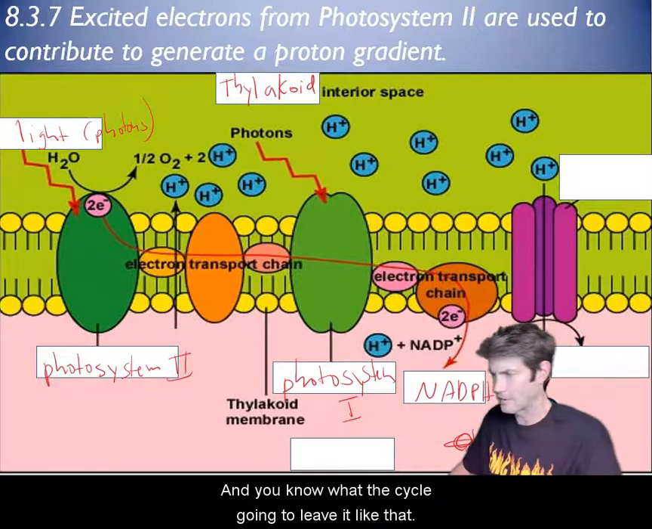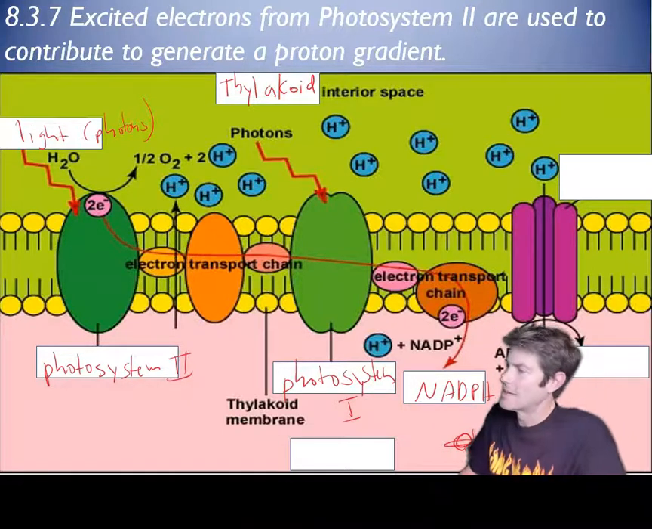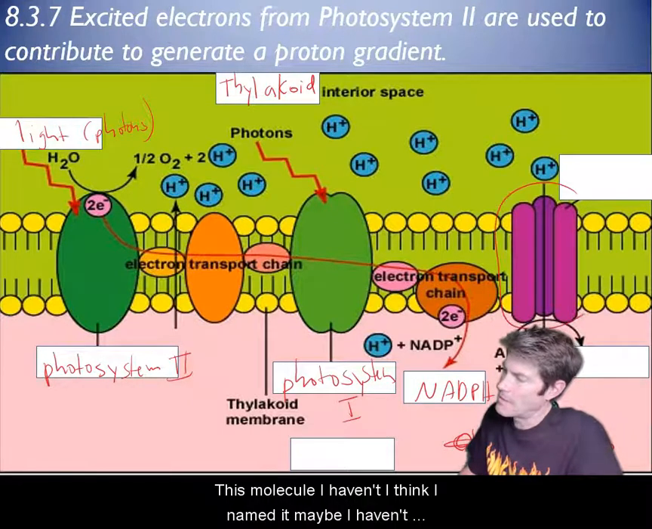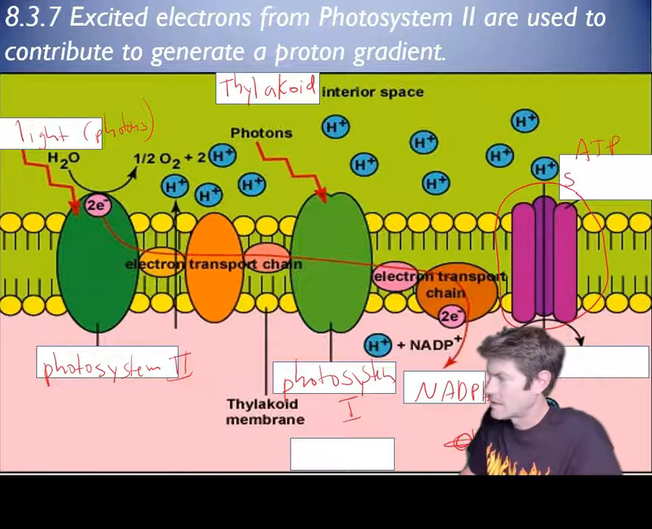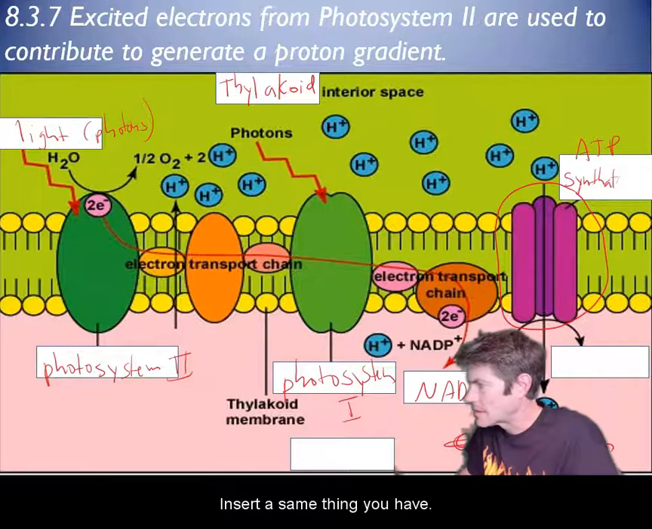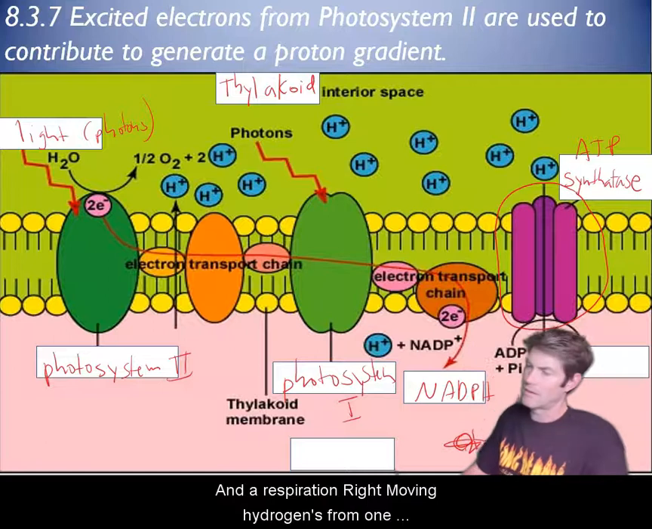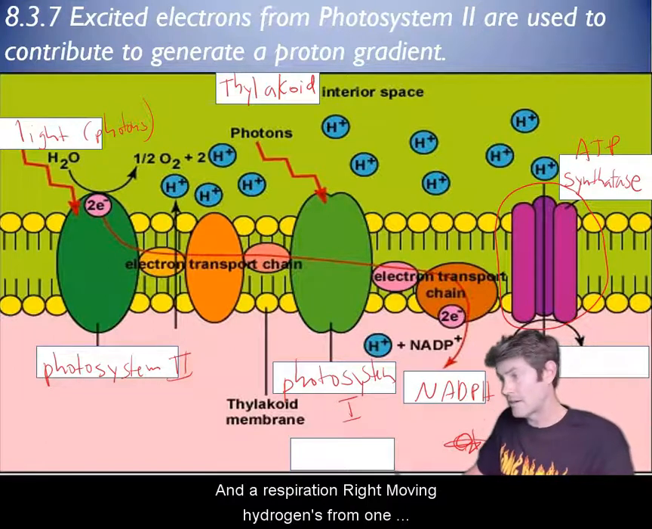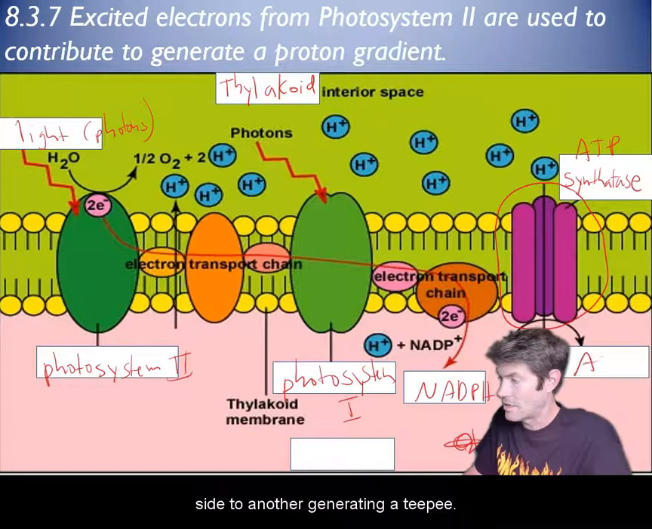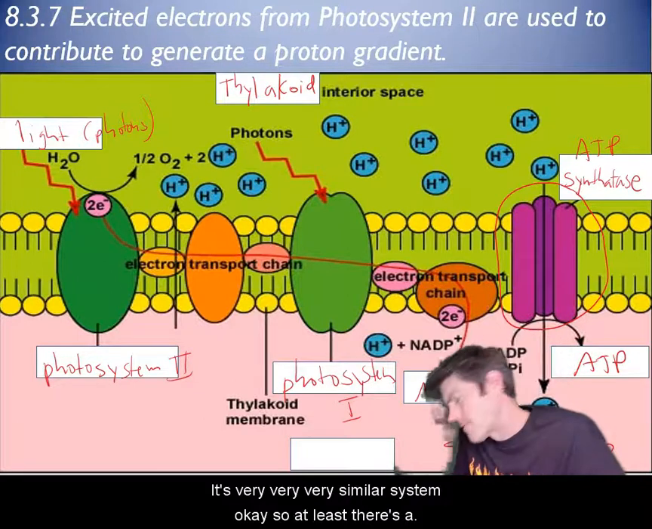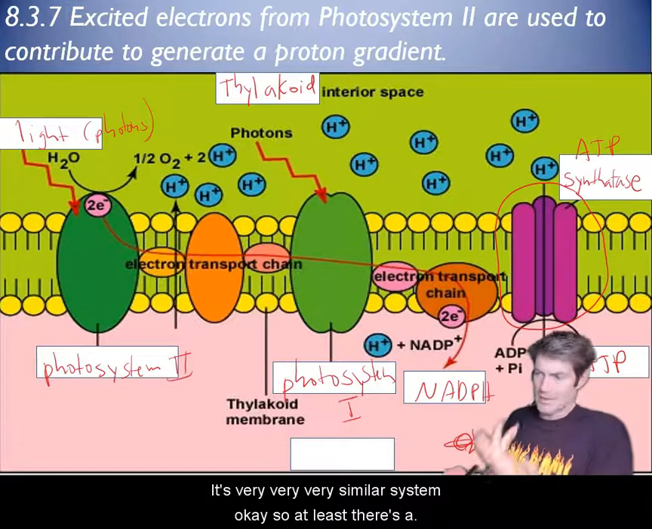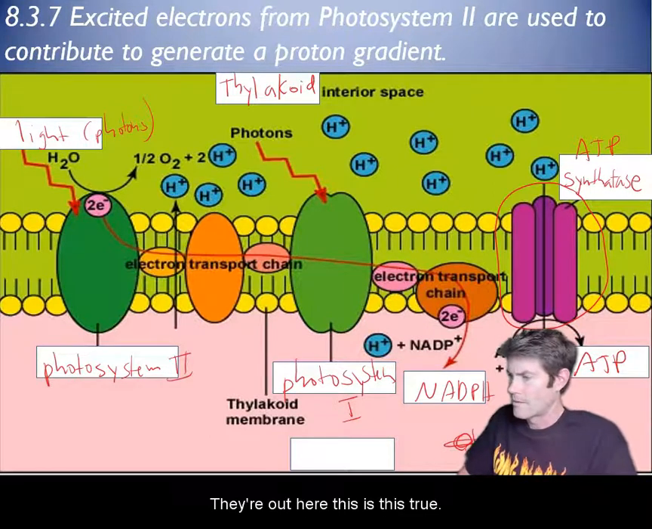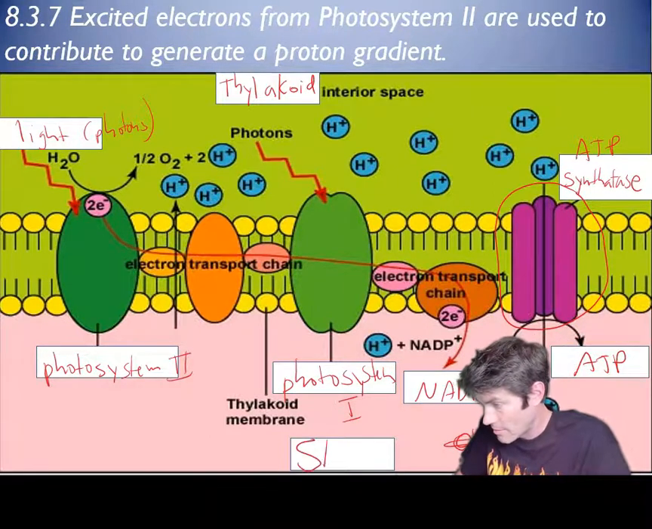And you know it's the cycle. I'm just going to leave it like that. This molecule, I think I named it, maybe I haven't written it down. This is ATP synthetase. Same thing you have in respiration, right? Moving hydrogens from one side to another, generating ATP. It's a very, very similar system. Okay, so at least there's that. Out here, this is the stroma.